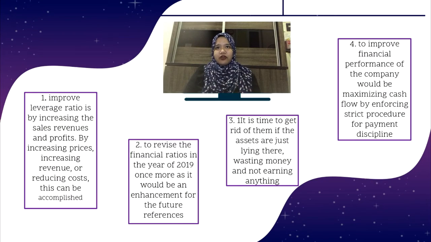One of the suggestions for Dialog Group Berhad to improve its leverage ratio is by increasing the sales revenue and profits. By increasing prices, increasing revenue or reducing costs, this can be accomplished. To pay off existing debt, the extra cash generated can be used. This can help restructure the debt of the company.